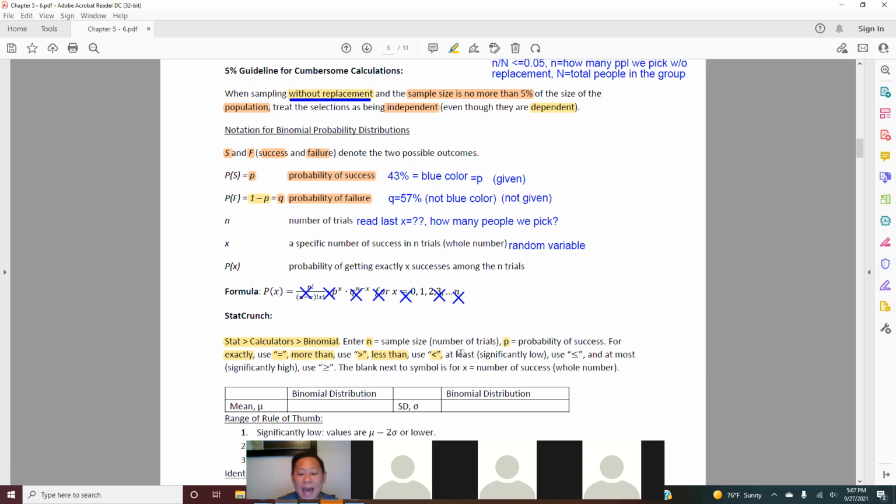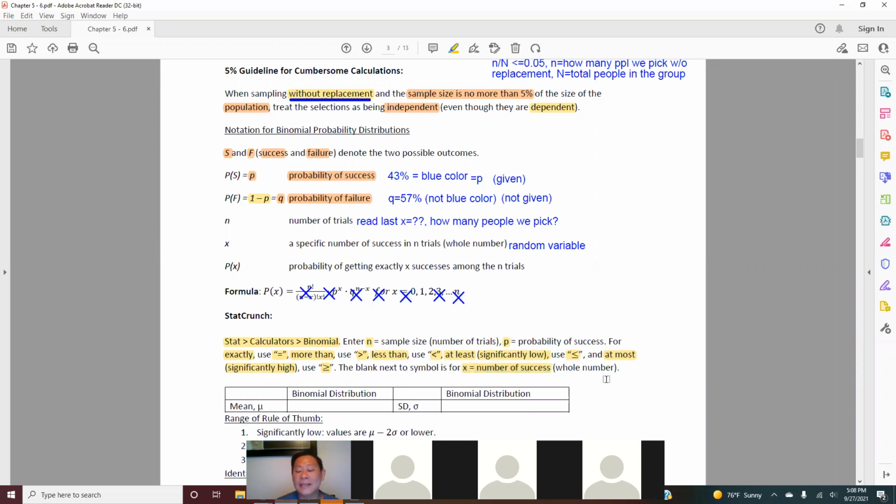When they use "at least," or sometimes the words "significantly low," remember what we talked about earlier, then your symbol is going to be less than or equal to. And when you use "at most," or the words "significantly high," you use greater than or equal to. So make sure you know which one you pick, because in your question, they will give you one of these numbers. And next to the symbol is your X.